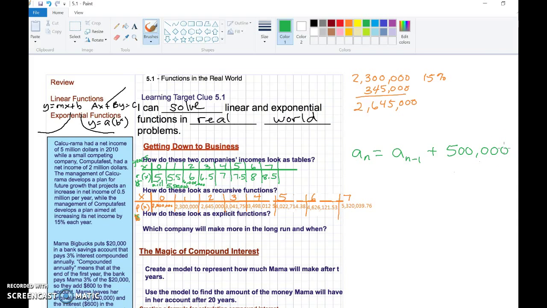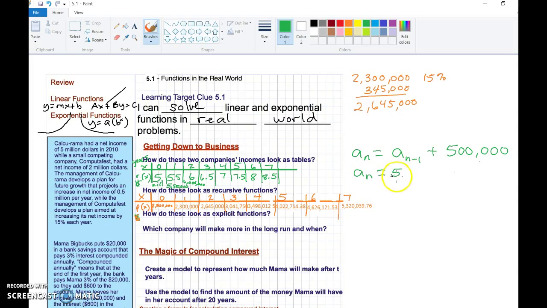Now let's continue to look at our green Calcurama and come up with an explicit function. So the explicit function would look like this. A sub n equals our first term, and our first term we're going to actually say is year 1. We're not going to go with year 0 where we start. We're going to start with the first year. So the first year is 5.5 million.